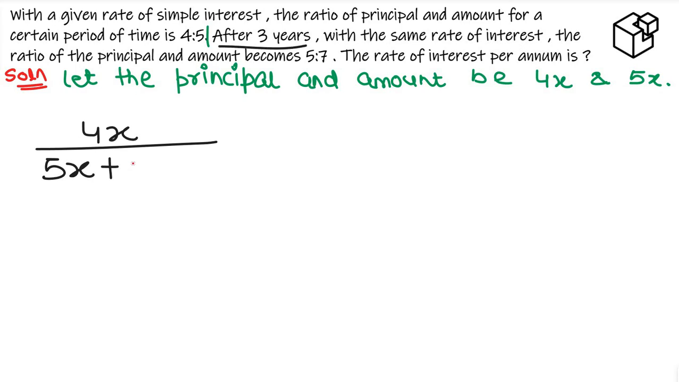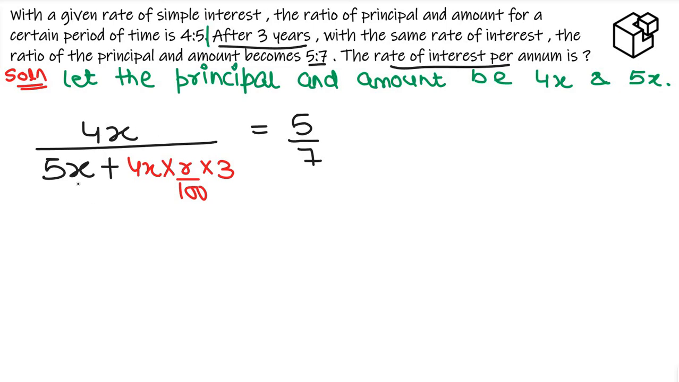So the principal is 4x, and you'll get the rate of interest r%, and you'll get interest for 3 more years, right? And for this the ratio is given as 5:7, and we are asked to find the rate of interest, which we can easily solve from here, right? So let's just solve the question.